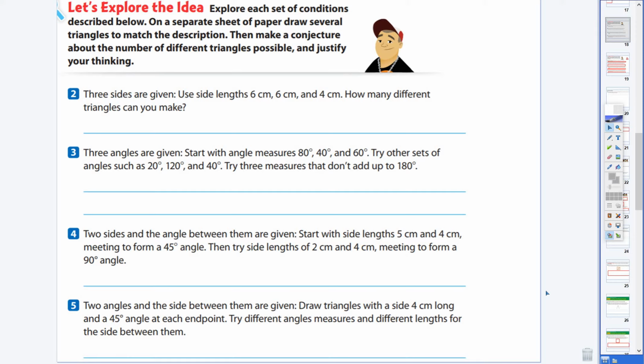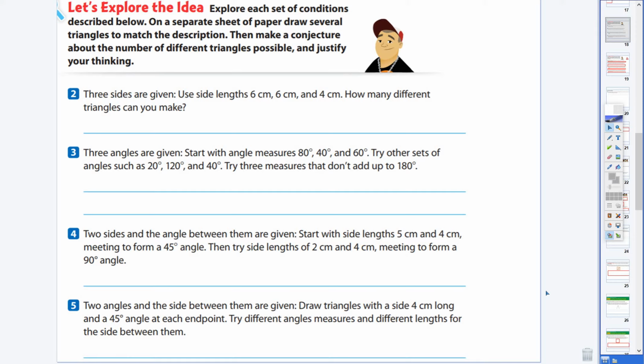Problem 3. 3 angles are given. Start with angle measures 80 degrees, 40 degrees, and 60 degrees. Try other sets of angles such as 20 degrees, 120 degrees, and 40 degrees. Try 3 measures that don't add up to 180 degrees.